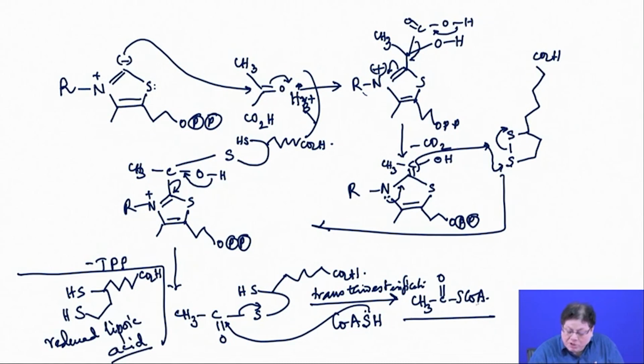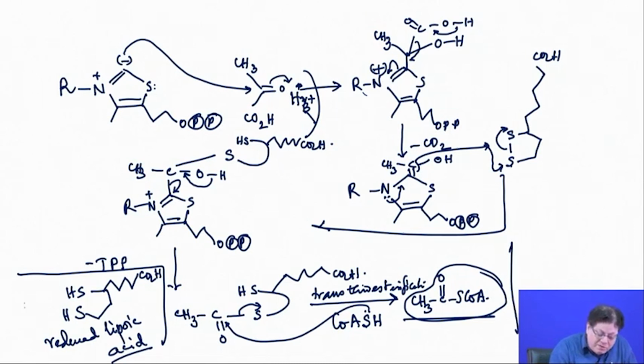Okay. But you have got your product, what you wanted: the acetyl coenzyme A, which is the biosynthetic block for synthesis of various other large molecules like fatty acids, steroids, hormones, etc. Now, the question is, the lipoic acid which is released is in the reduced form.